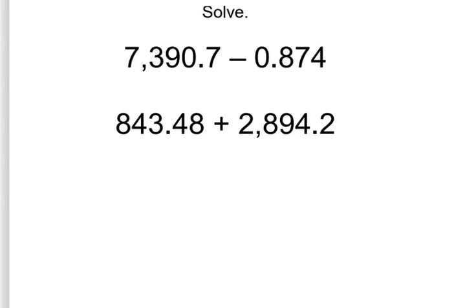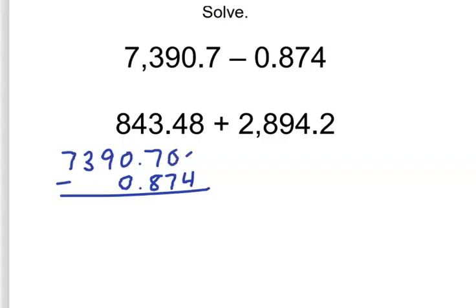Quarter 4, week 1, day 1. We are doing a subtraction problem and an addition problem. All right, and we have decimals, so we're going to have to line up the decimals. So let's do it. We have 7,390.7 minus, okay, and then we'll have to put a 0 here, 874. Okay, so we're subtracting that.